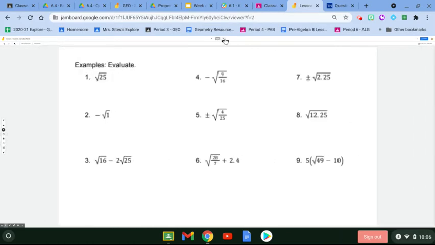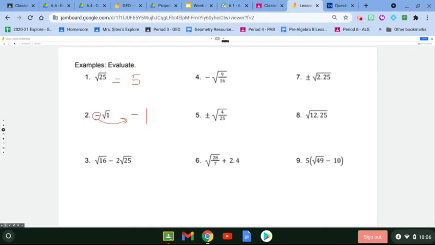Okay, so let's practice evaluating some of these right now. If I wanted the positive root of 25, we actually just did that already. It's 5. If I wanted the negative root of 1, what number times what number gives you 1? It's 1, but I want the negative root. So what I'm going to do is just transfer that negative sign into my answer. So negative 1.